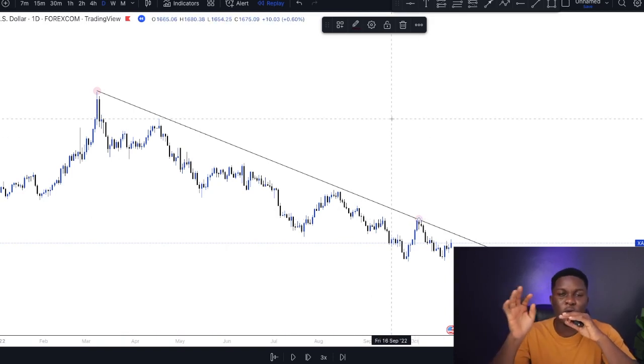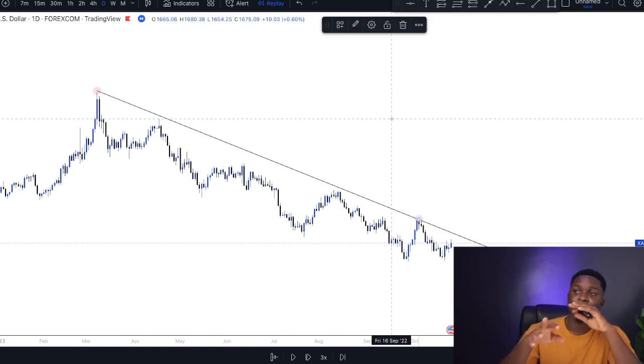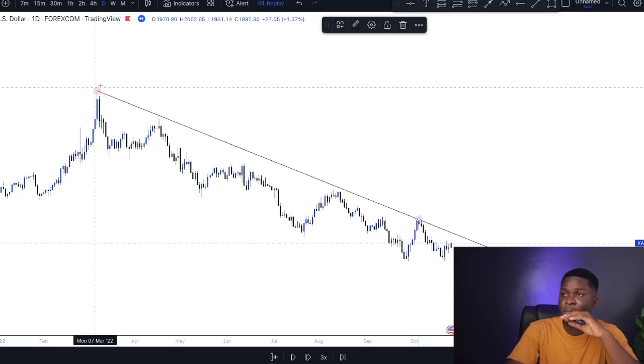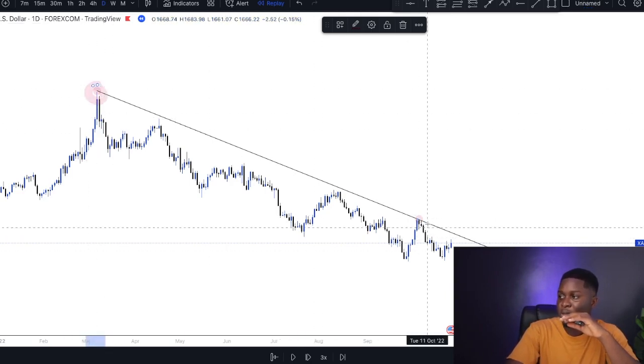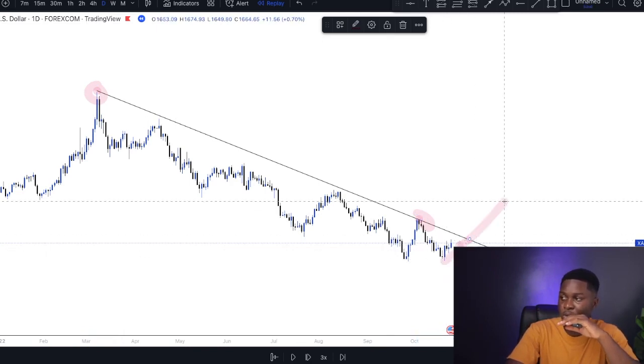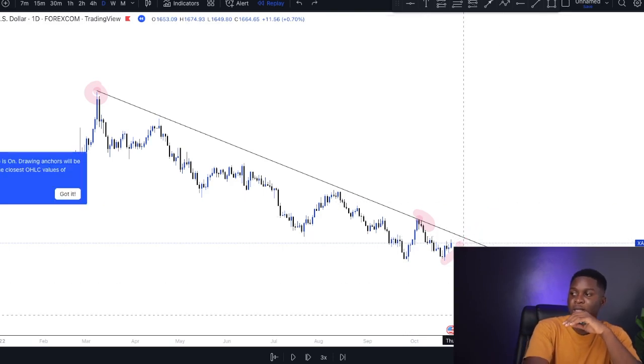Now we are going to be focused on catching 3-point perspectives. What I mean by a 3-point perspective is that we are definitely going to be looking out for price bouncing off the first point, bouncing off the second point, and then we wait for the reaction to see what's going to happen, whether price is going to break out or whether price is going to reject itself. So let's just wait and see.